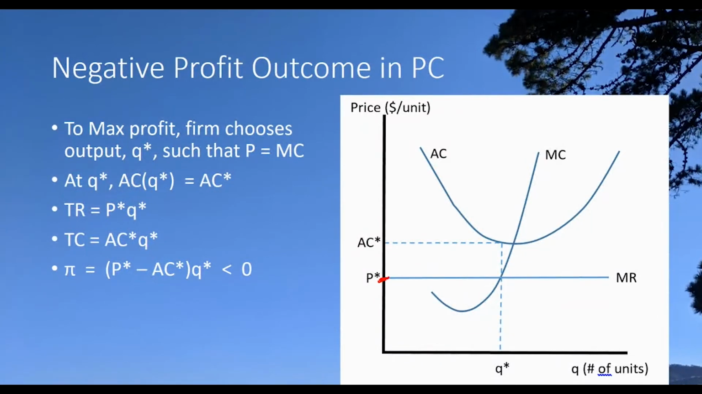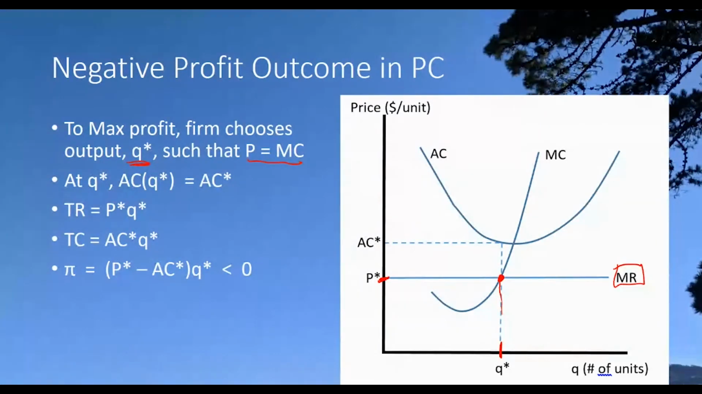Price is now set lower, P star. Notice that P star is crossing the marginal cost right here. And so to maximize profitability, you're going to take the price in the market, take a horizontal line, that's marginal revenue, find where it's equal to the marginal cost, and that's going to determine the output level Q star. So output level Q star is such that price is equal to marginal cost.